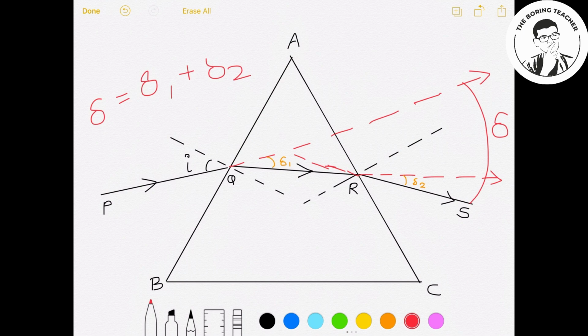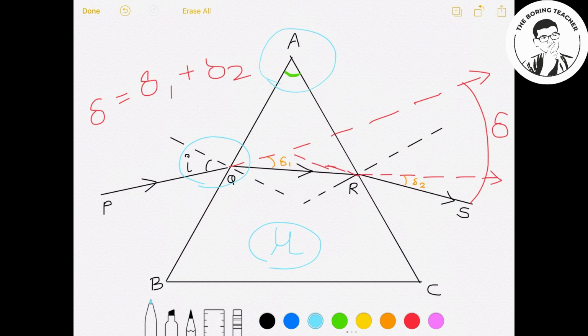The total angle of deviation in case of a prism depends on three factors. The first one is the angle of incidence at the first surface, that is this angle. Secondly, it depends on the angle of prism, that means this angle that is made between the two refracting surfaces of the prism. And third, it depends on the refractive index of the medium that you have used, in this case glass. Also, it depends on the wavelength or the color of the light that you have used.